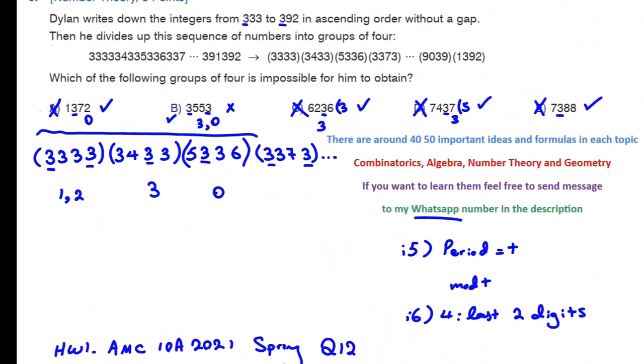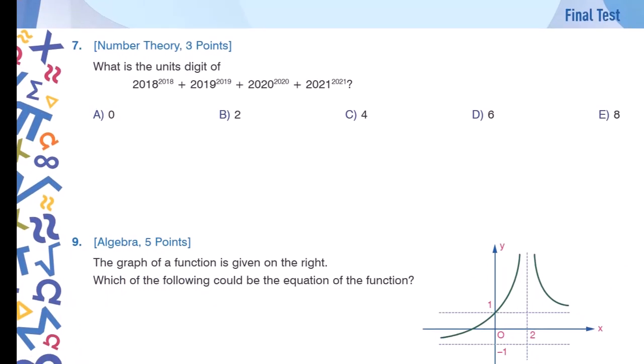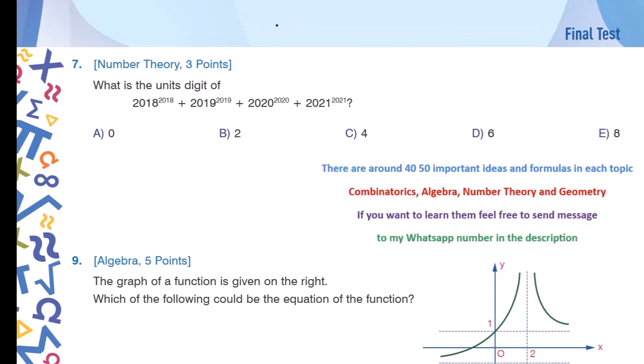Repetitions. The period. Okay. Let's try problem 7. Try problem 7 first on your own.